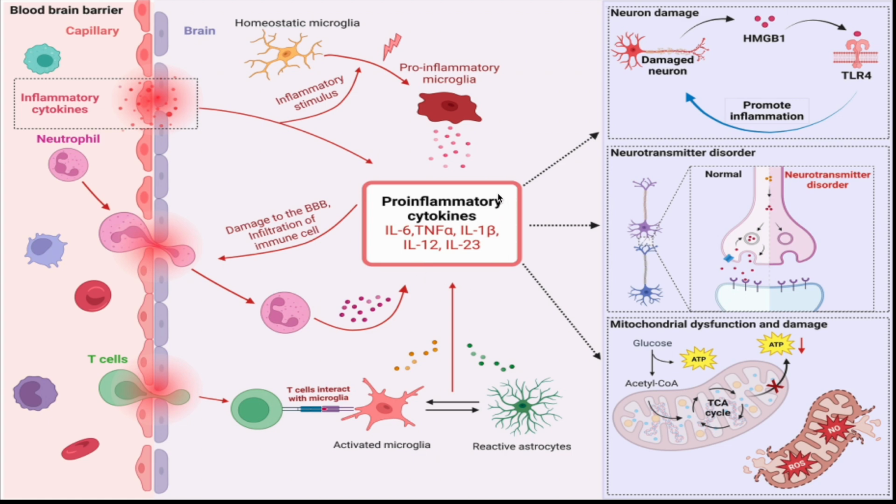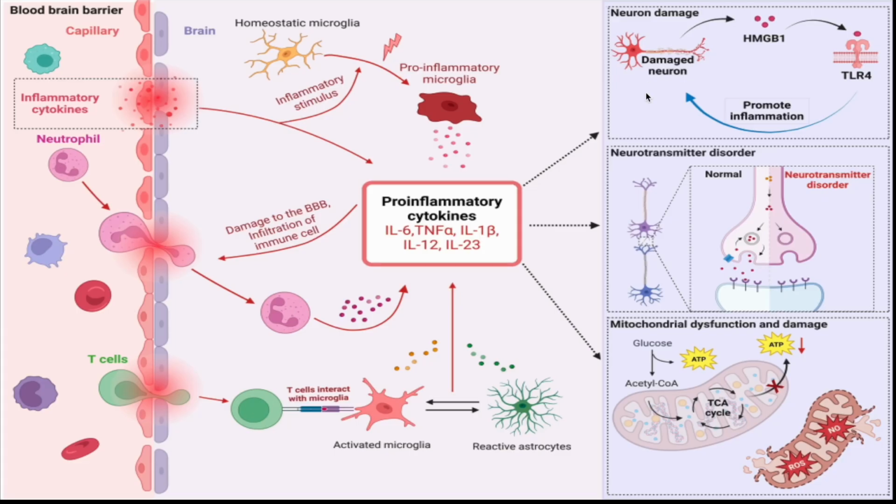So all of these result in inflammatory cytokine release and neuronal damage. So there is a direct neuronal damage because of these cytokines. So you can see here, and further the damaged neuron also releases the damage factors which act on the toll-like receptor 4 and promote inflammation.